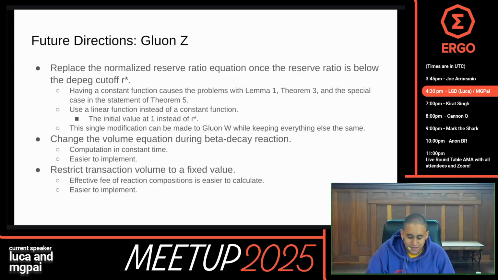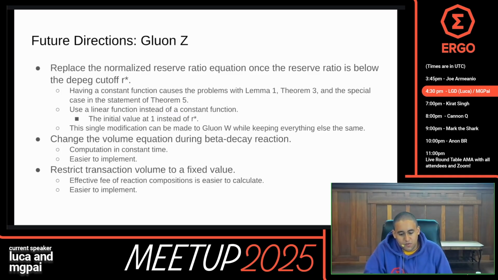So how could we fix the issues? Well, first, instead of using a constant function for the normalized reserve ratio when the reactor depegs, we use a linear function, so that the initial value is 1 and it just decreases smoothly. And we could make this single modification to the current version of Gluon-W while keeping everything else the same.